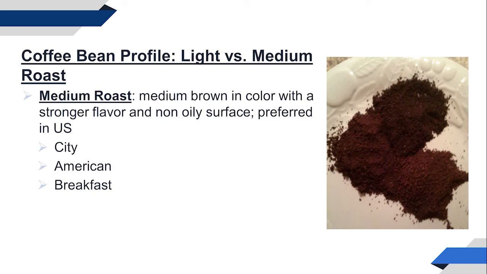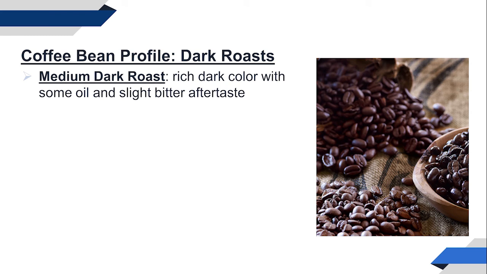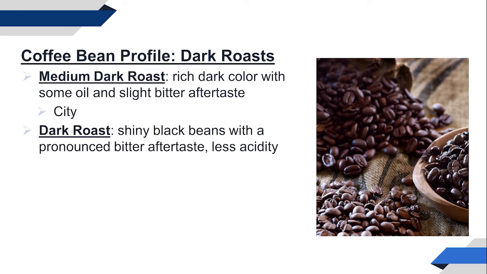Now, we get into a hybrid kind of medium roast, the medium dark roast. It has a rich dark color with some oil and a slight bitter aftertaste. That's usually referred to as the city. And then you have the dark roast. Once you get into the dark roast, when you pick the beans up, you can just see that it's oily. It has an oily exterior. And the biggest characteristic of the dark roast is that bitter aftertaste. So if you went to Starbucks and got a cup of coffee and it has that bitter aftertaste, maybe it's just a regular dark roast, then you know, okay, this is a dark roasted coffee.